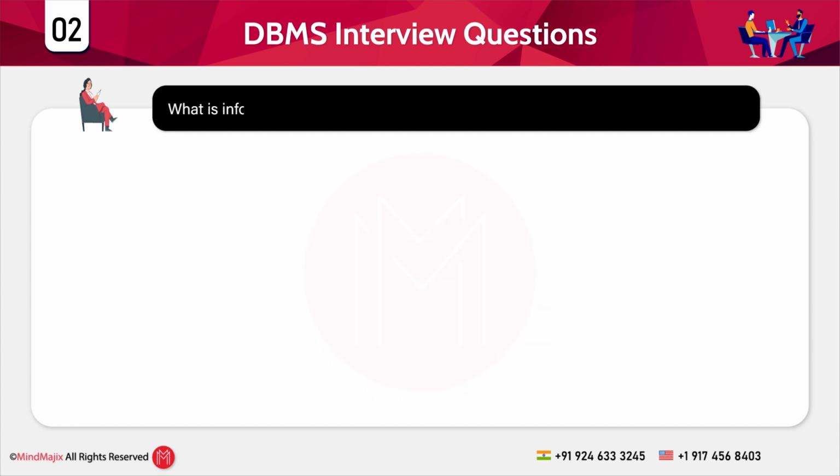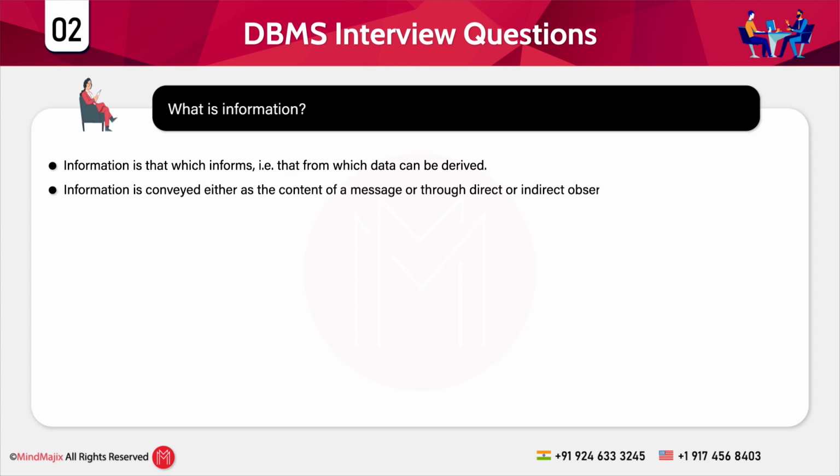The next question is, what do you mean by information? Information is that which informs, that from which data can be derived. From data you get information. Information is conveyed either as content of a message or through direct or indirect observation of something. For example, the average score of a particular subject is the information that can be concluded from the given data. Let's suppose you have marks of students of a particular class, and you come up with information like the average marks for a particular subject of 10 students is 70. This is the information that you have derived from the data available to you. When you process the data, that's where you get the information.